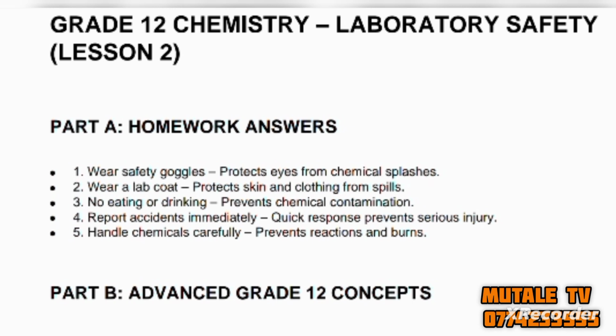So question 1, the answer was: safety goggles protect eyes from chemical splashes. Question 2, why we wear a lab coat: it protects skin and clothing from spills. Question 3, why no eating or drinking in the laboratory: it prevents chemical contamination. Question 4: report accidents immediately, a quick response prevents serious injury. Then for 5, why we handle chemicals carefully: it prevents reactions and burns.